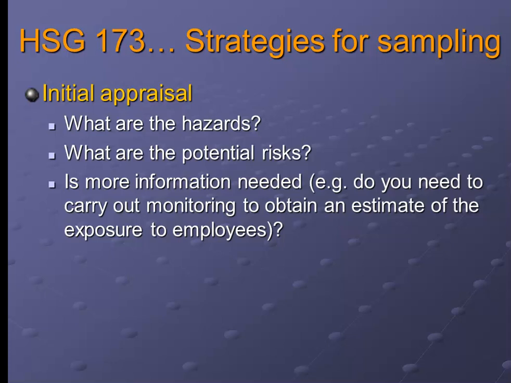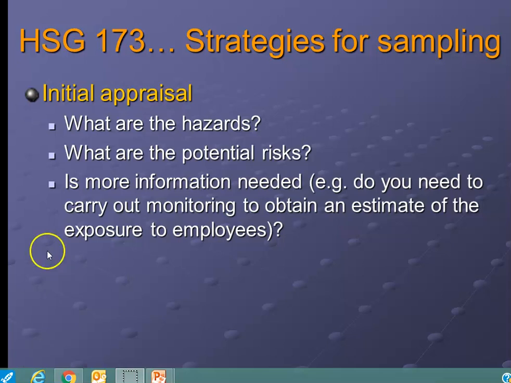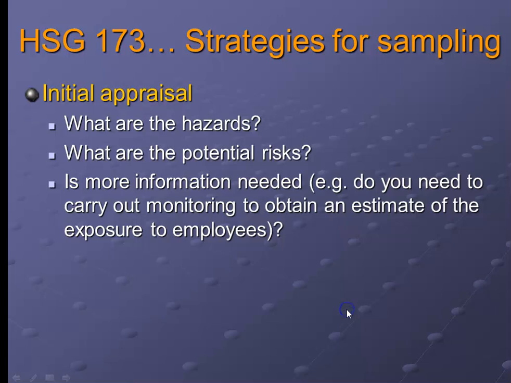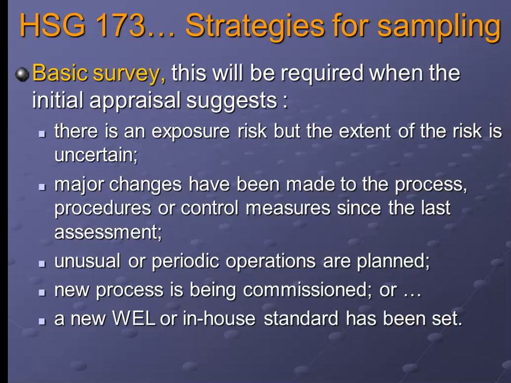We have the basic survey, right? So this will be required when the initial appraisal suggests that there is an exposure risk, but the extent of the risk is uncertain. Major changes have been made to the process, procedures, or control measures since the last assessment. Unusual or periodic operations are planned. New processes are being commissioned, or a new workplace exposure limit or in-house standard has been set.